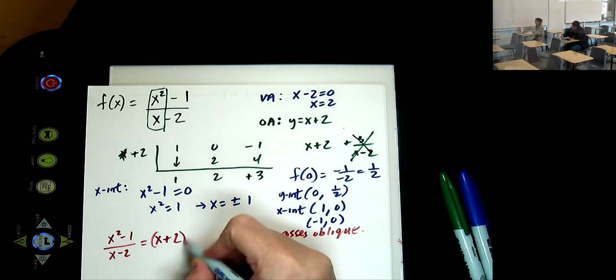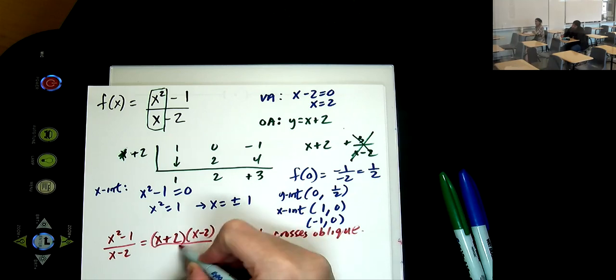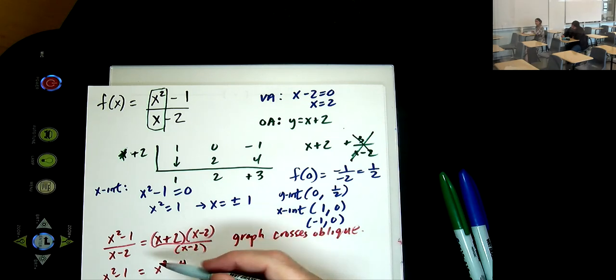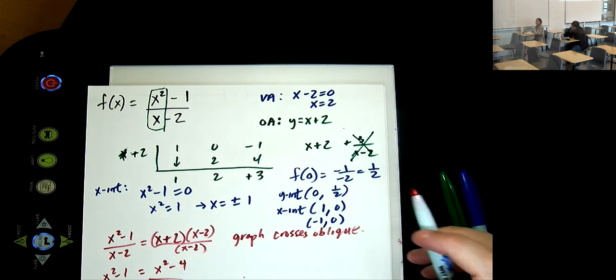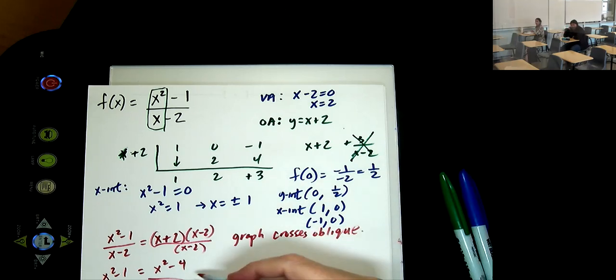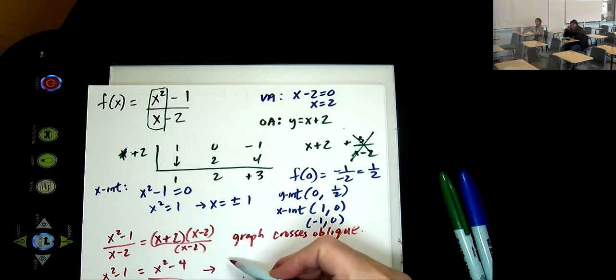So if I multiply the right side by x minus 2 over x minus 2, I get x squared minus 1 equals x squared minus 4, over x minus 2. If I put these on the same side, subtracting everything over, I am going to get 3 over x minus 2 equals 0.